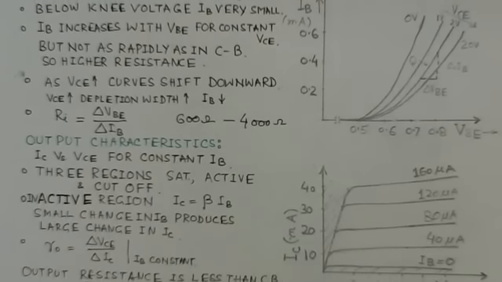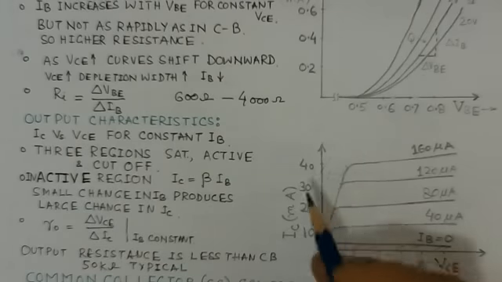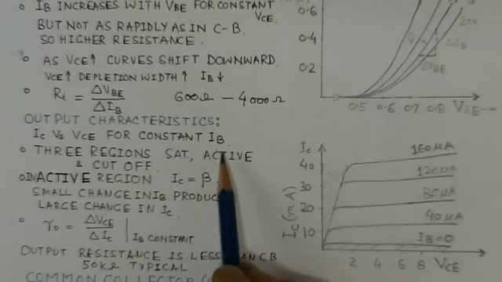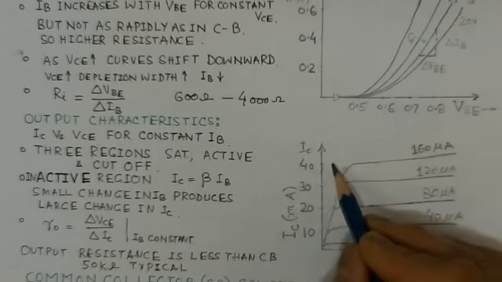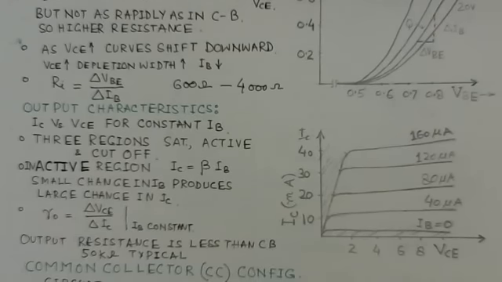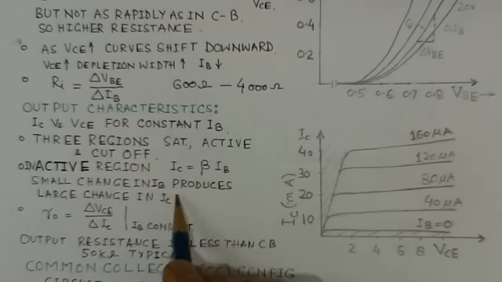Now we notice the output characteristics here. This characteristic is between IC versus VCE. This is IC. This is the IC versus VCE characteristic for constant IB. The three regions again here are saturation, active region, and the cutoff region. In the active region, IC is beta IB. Small changes in IB produce a large change in IC.